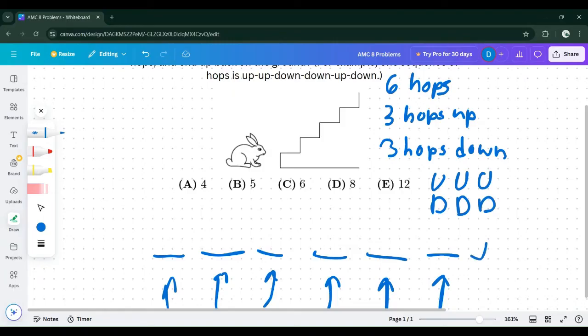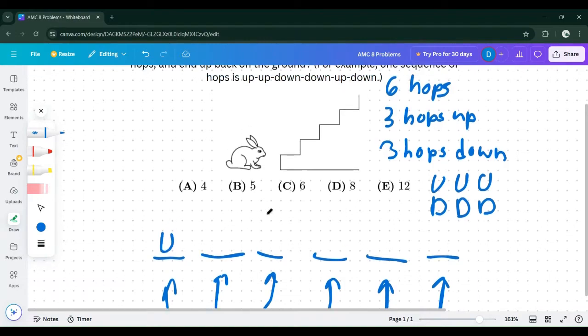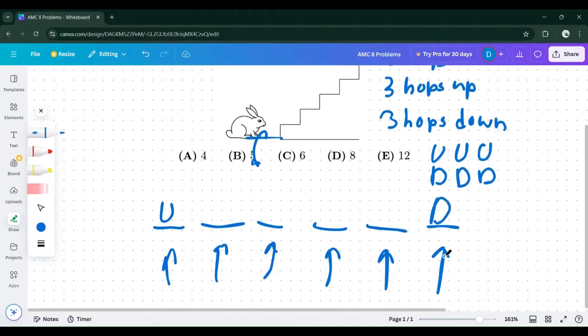And we already have some restrictions. The first hop has to go up because if you think about it, the rabbit is starting on the ground. It can't go below the ground. So the first hop has to be up. And the last hop has to go down, because if it's going up, you're below the ground, and then you're going up to the ground, which is not possible.